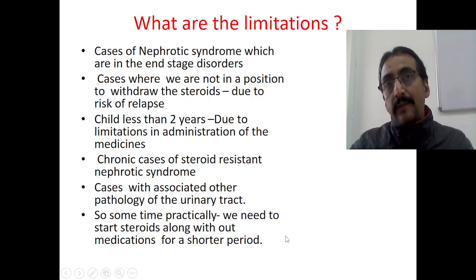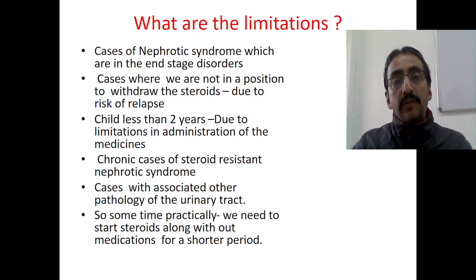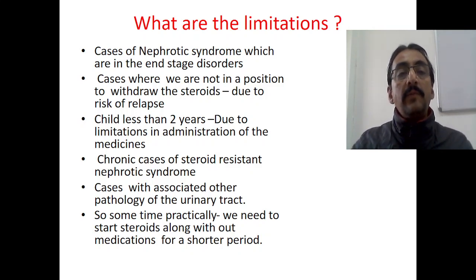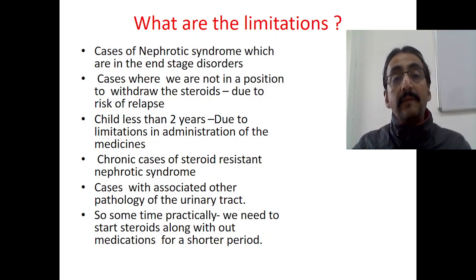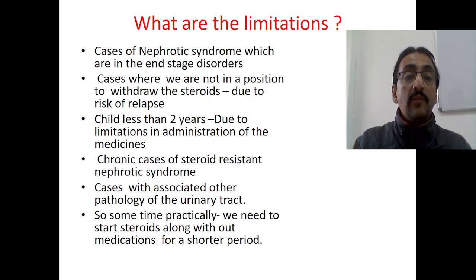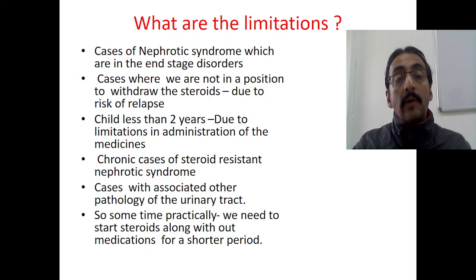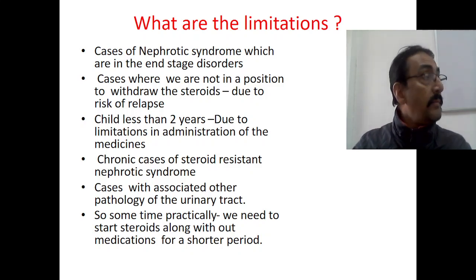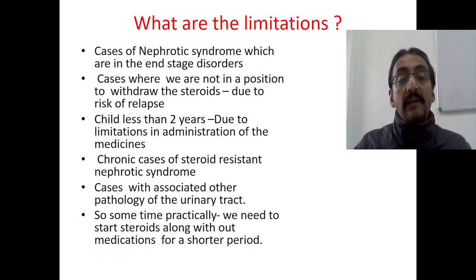Now, what are the limitations of an Ayurveda pediatrician when treating minimal change nephrotic syndrome? The cases of nephrotic syndrome which are at the end stage should not be taken. Cases where we are not in a position to withdraw the steroids completely due to risk of relapse should also be excluded. Children less than 2 years of age, due to limitations of administration of the medicines, and secondary nephrotic syndrome are also excluded. Chronic cases of steroid resistant nephrotic syndrome, better to avoid. Cases with other associated pathologies of the urinary tract, better to avoid.